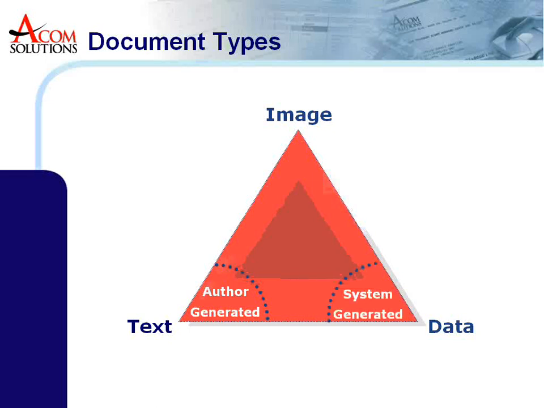Second type is what we call data documents, and these are typically system-generated documents which are typically processed in high volume or in batch mode. Examples of these would be accounts payable checks and purchase orders. And then the third type of document is the image document, and these are typically paper documents or faxes. An example would be an inbound invoice that's either mailed or faxed in.